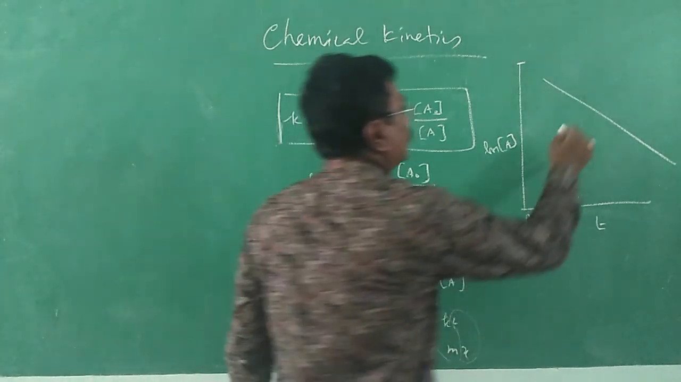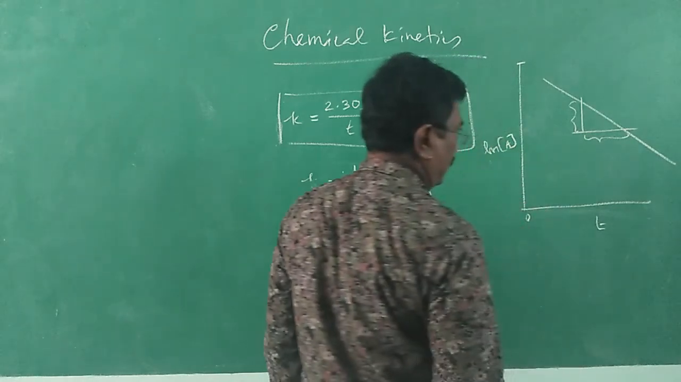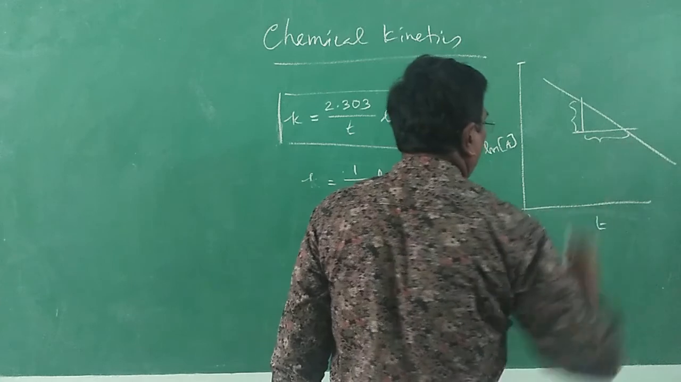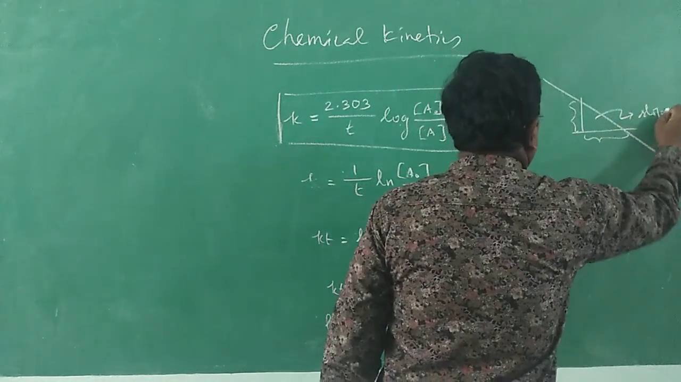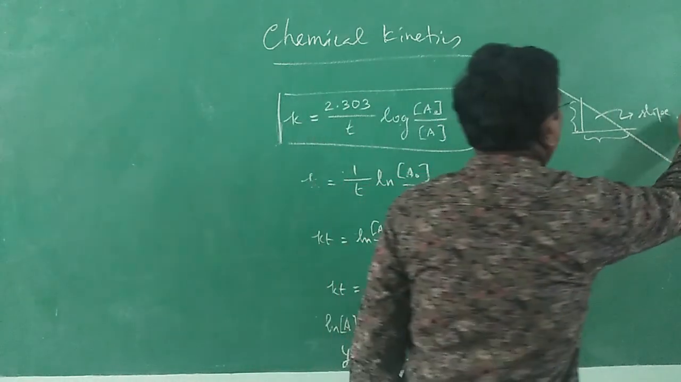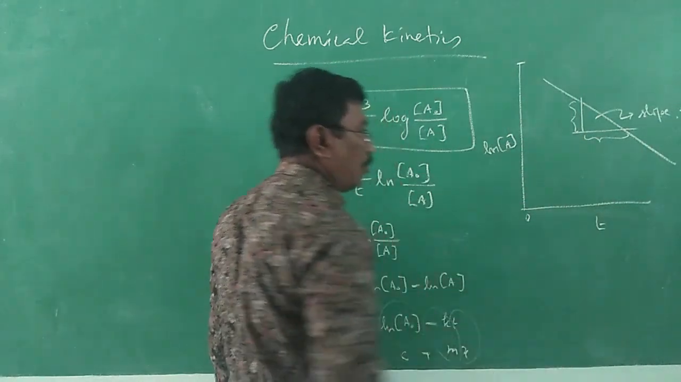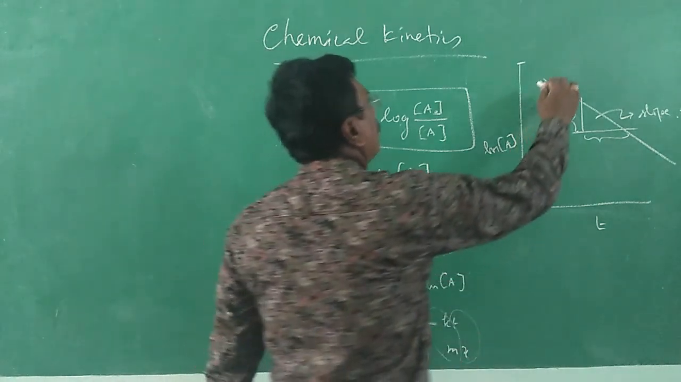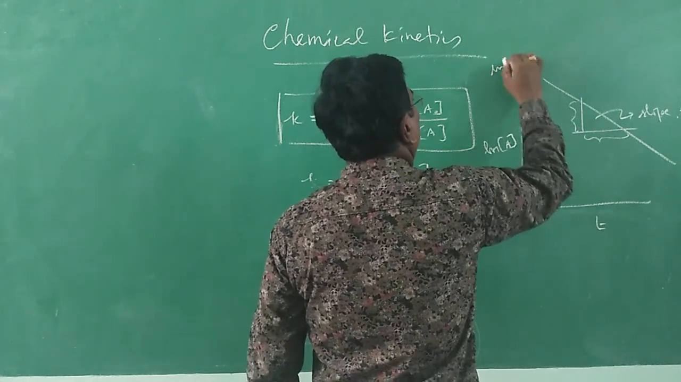The slope is dy by dx, along the y-axis divided by along the x-axis. At any point we make a parallel line along the y-axis and a parallel line along the x-axis. This is the slope, and that slope corresponds to the rate constant k. The minus is for negative slope. And then the y-intercept c: where the line touches the y-axis, that point is ln A0.